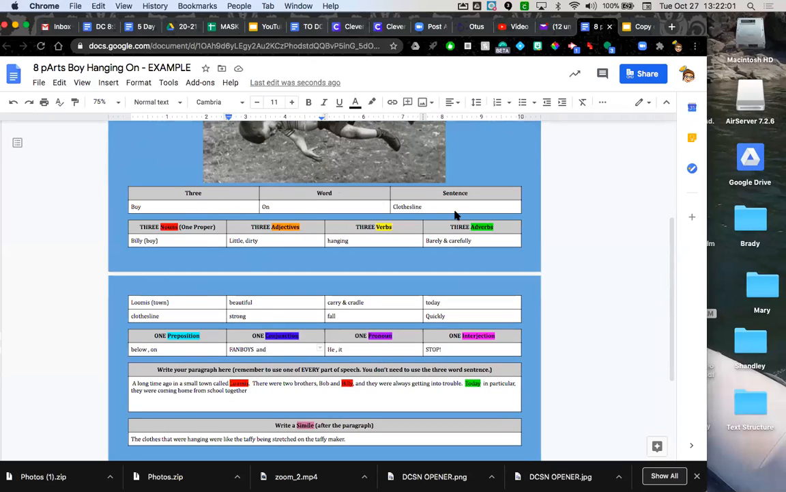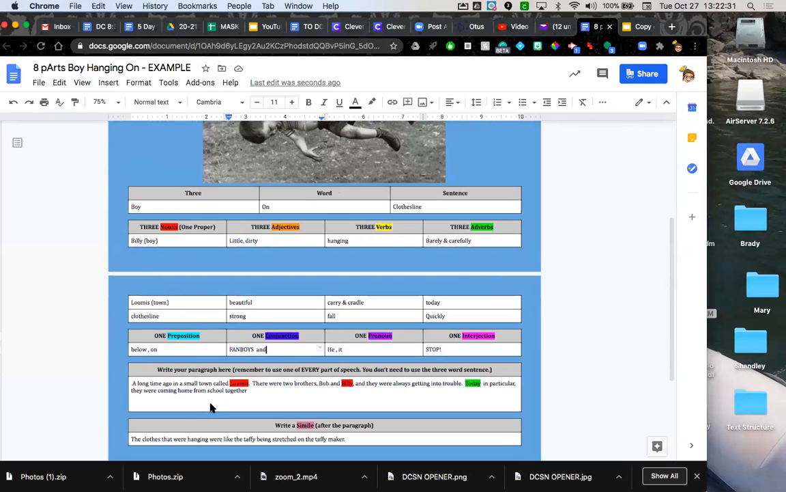You're going to come up with your own 3-word sentence with 3 nouns, 3 adjectives, 3 verbs, 3 adverbs, 1 preposition, 1 conjunction, 1 pronoun, and 1 interjection. I know some of these I put 2 on a line, but that's okay. You only have to put 1, okay? And then you are gonna use all of these words that you've thought of to create a paragraph, okay?